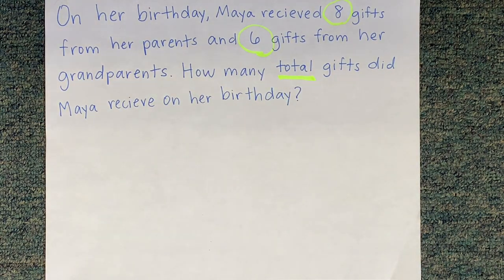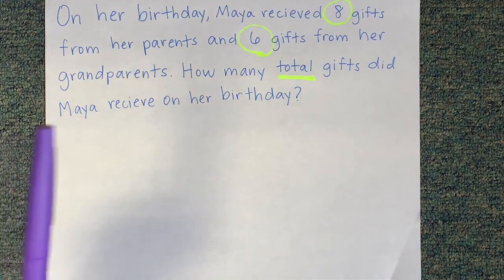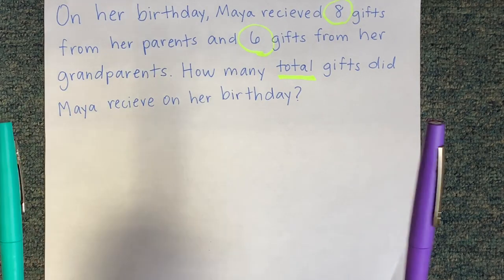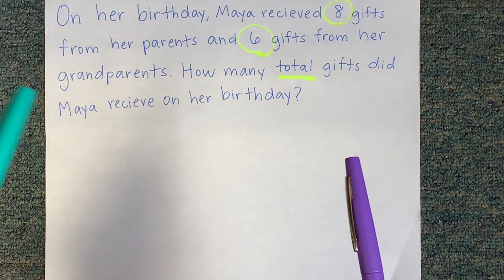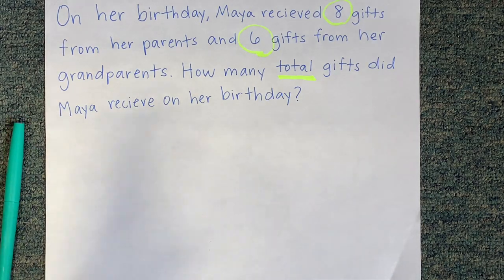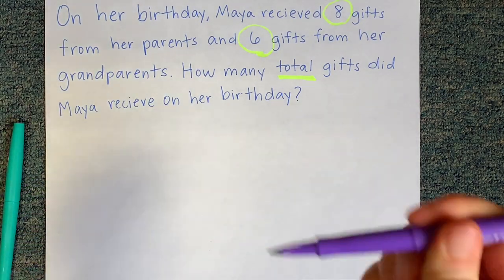Okay, so I'm going to do a bit of a different method than I did on the first one, and I'm going to draw a picture. So to draw my picture, I'm going to use 2 different colors to represent the gifts that Maya got from her parents and the gifts she got from her grandparents. So I'm going to use purple for her parents.